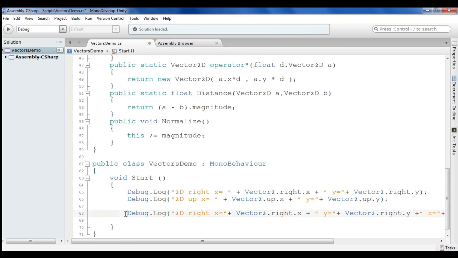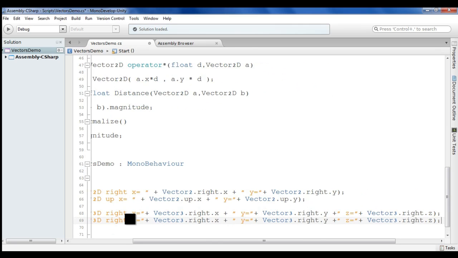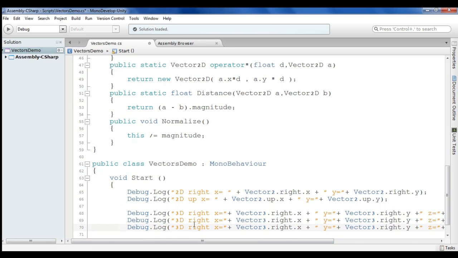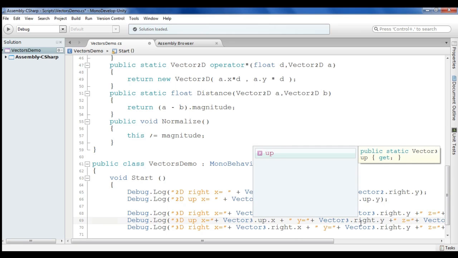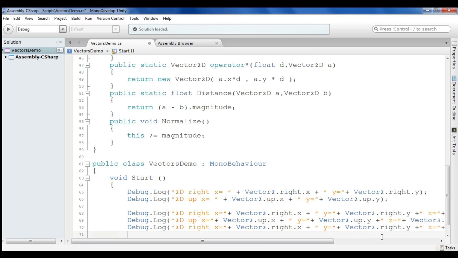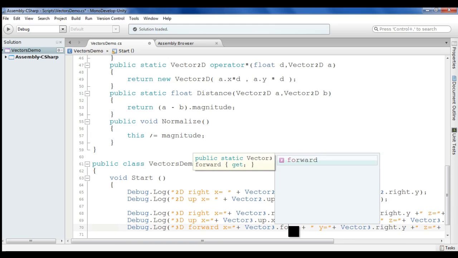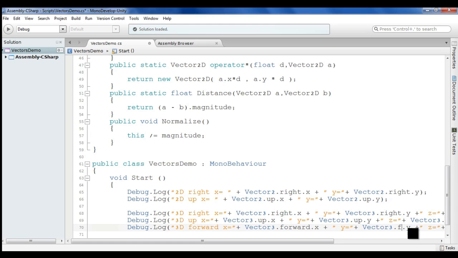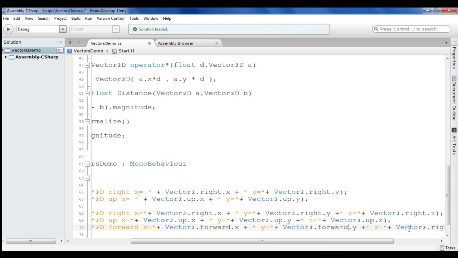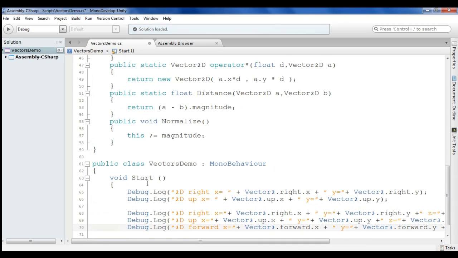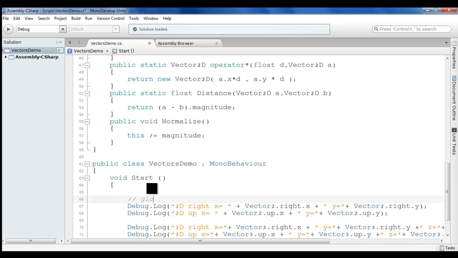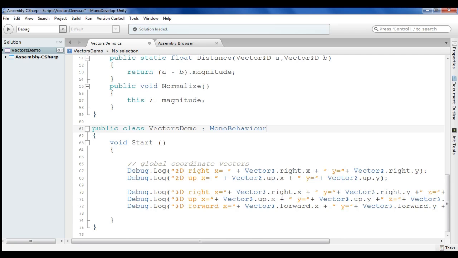So now I can also display the up and forward vectors x, y, z values. So here we write up, here I write up, here I write up, and here we write forward. Forward vector we see forward. Here I say forward, and here I say forward. And these are all, you should remember that they are global coordinate vectors, right, up and forward.